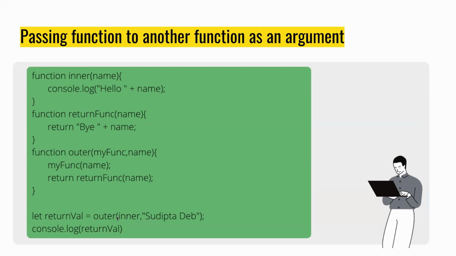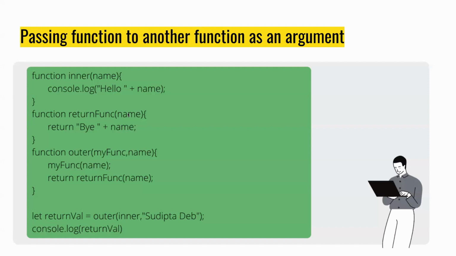So what we are expecting, when we call this one, execution will start from here. So my function is basically the function named inner, and name is basically Sudipta Dev. So first it will call this function, which is the inner function, and pass Sudipta Dev here. So execution will come here and it will print hello Sudipta Dev. Then what will happen? It will return the function, and the return function is this one.